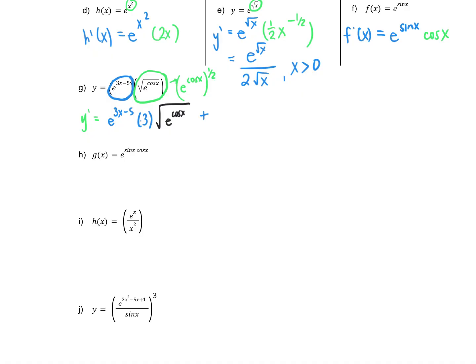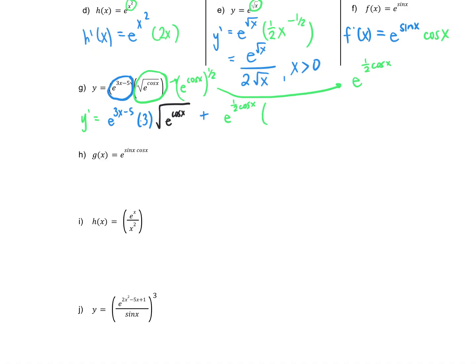Sorry, I'm running out of space here. This is just e to the power of 1/2 cos x, because cos x times a half is 1/2 cos x. And that might actually be a little nicer for us to take the derivative of. So now I just have a single chain rule: e to the power of 1/2 cos x.